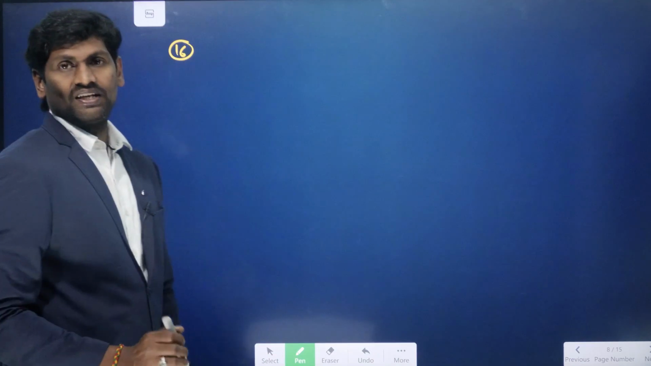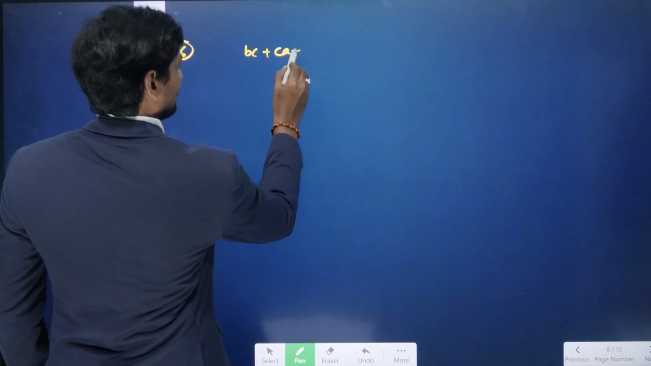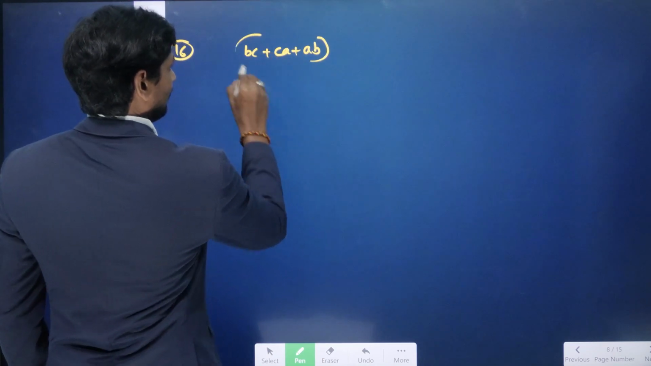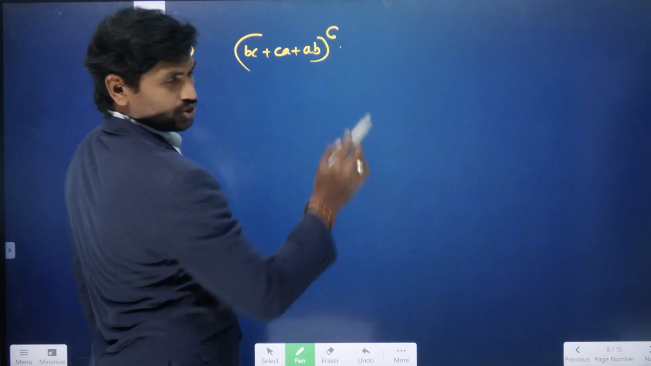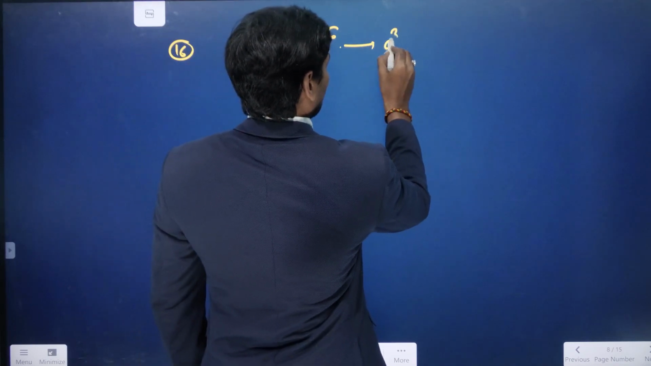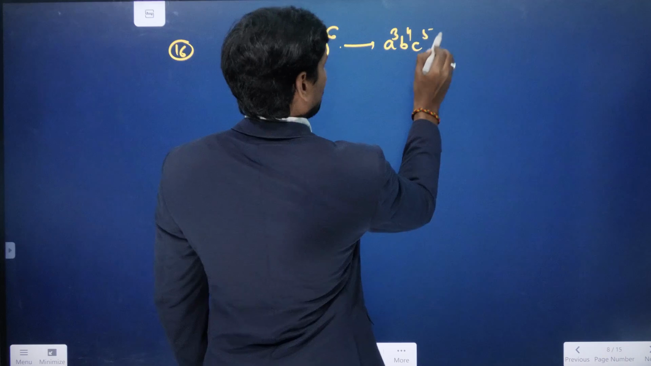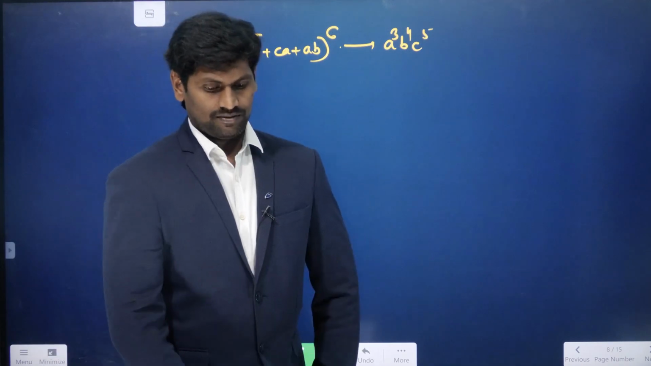Let us go to the next problem. Find the coefficient of a cube, b power 4, c power 5 in the expansion of (bc plus ca plus ab) whole to the power of 6. Which coefficient do we need to find here? a cube, b power 4, c power 5. Am I right? Yeah.